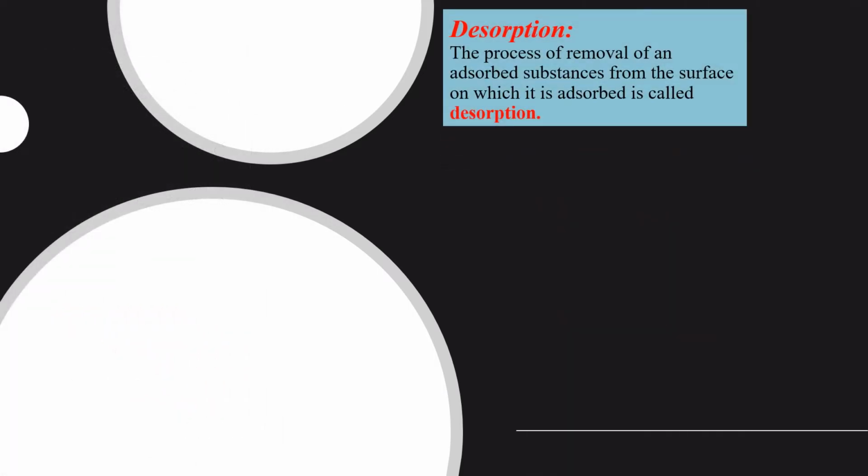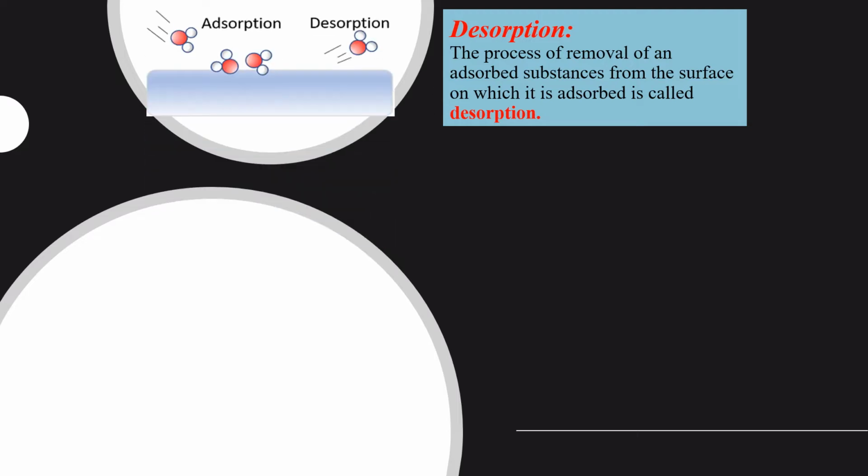After adsorption, one other term comes, that is known as desorption. The process of removal of an adsorbed substance from the surface on which it is adsorbed is known as desorption. It means when some adsorbed particles get removed from the surface, then that process is known as desorption.